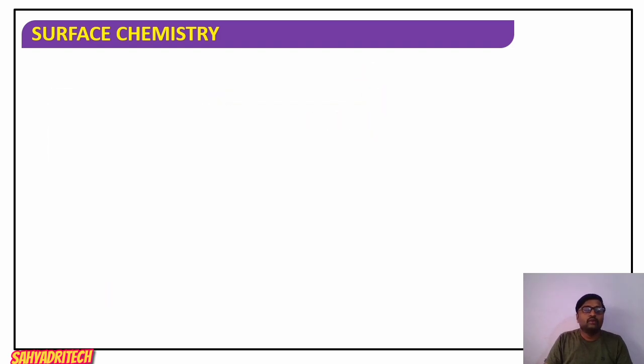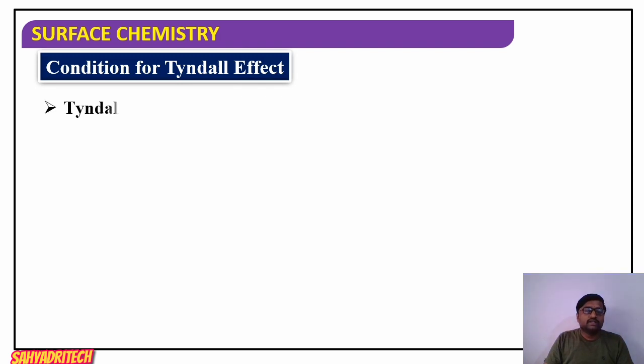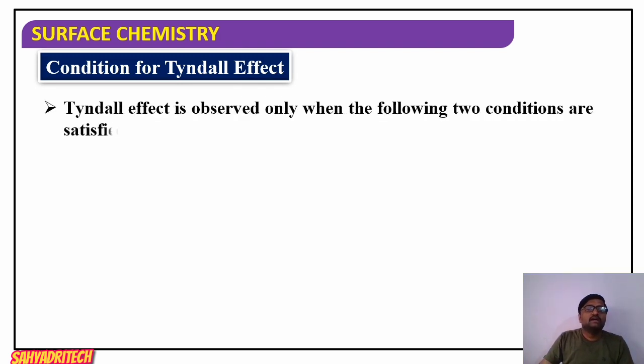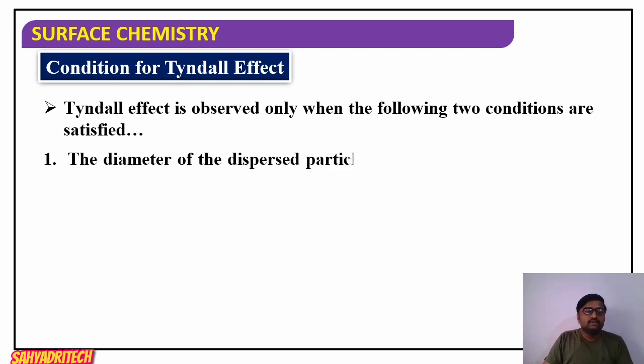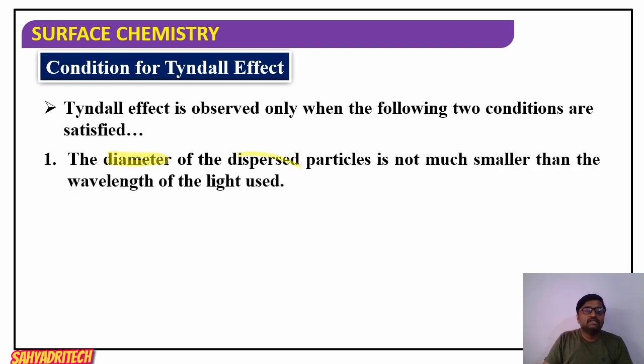Okay, well, if we consider conditions, what are the conditions to observe the Tyndall effect? The Tyndall effect is observed only when two conditions are fulfilled. The first one is the diameter of the dispersed phase particles. It must be not much smaller than the wavelength of light used. So what are we comparing? We are comparing the diameter of dispersed phase particles with the wavelength of light radiation used. The diameter of a particle is not much smaller than the wavelength of light used.